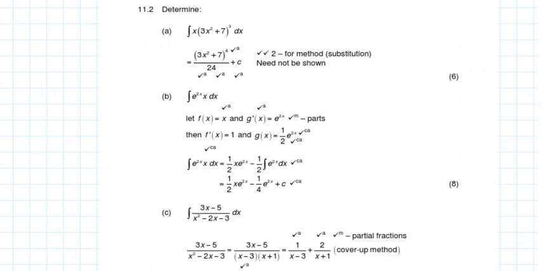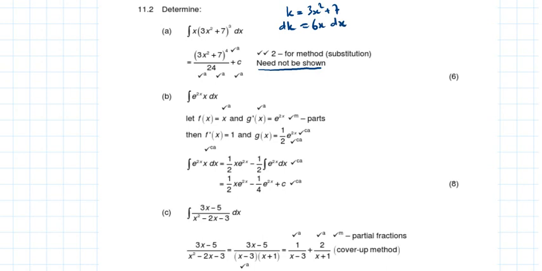Now more integral questions. First one is kind of k method. You can use k method and say that's my k. But you see it says no need to be shown, so you can just write the answer and get 6 marks. But with the k method, k is 3x squared plus 7, so our dk is 6x dx.